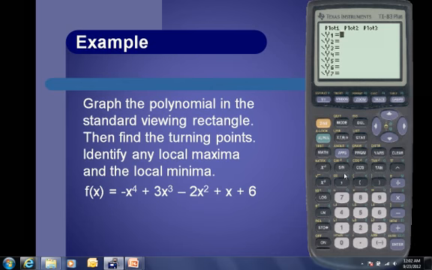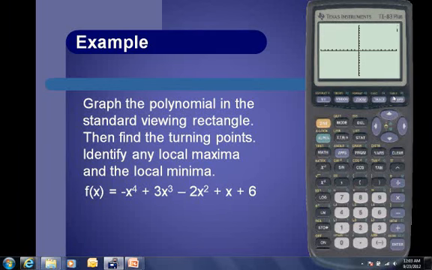Let's do another one. This time our function is negative x to the fourth, so we'll enter our function in as y1 plus 3x to the third minus 2x to the second plus x plus 6. So we press graph and our graph appears as shown. Okay, let's check. Does it make sense?